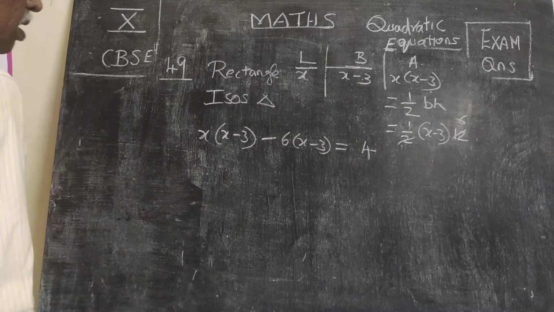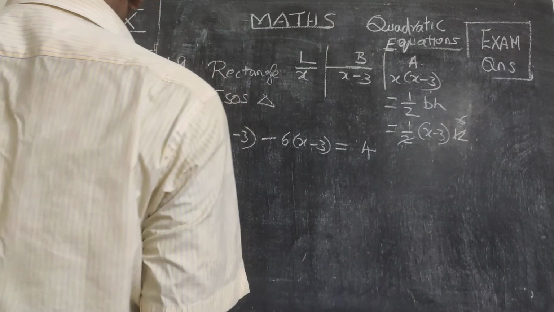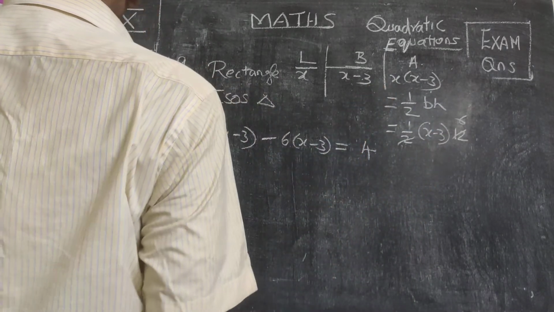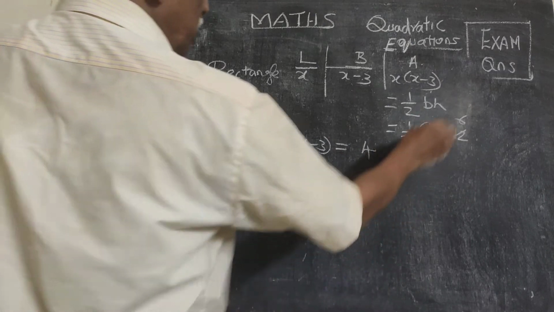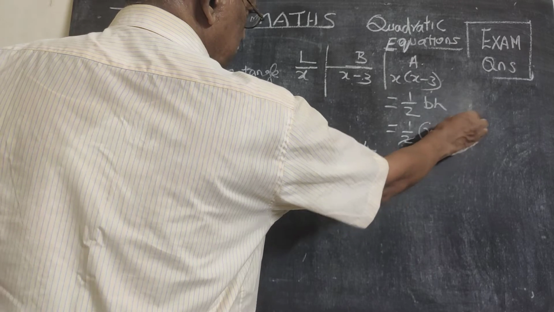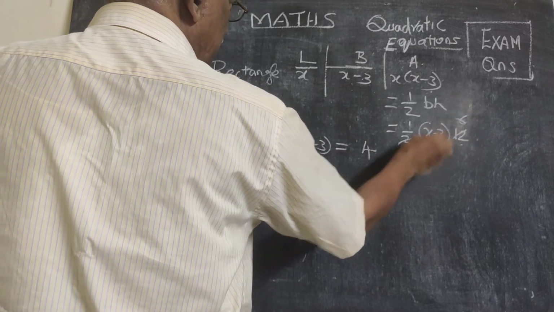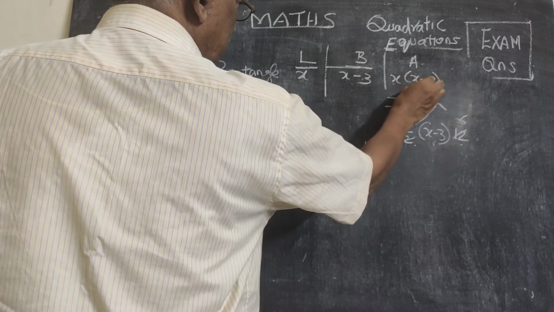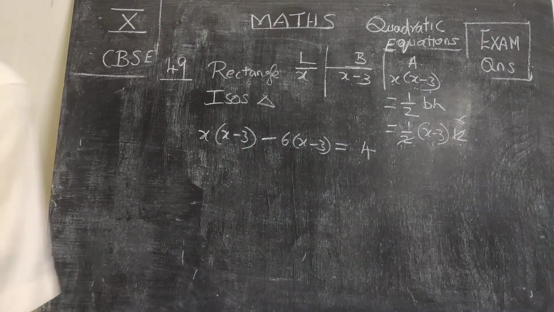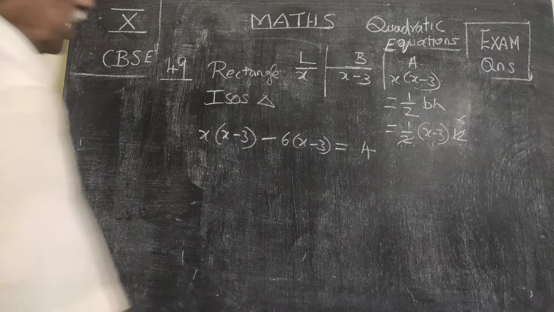Area of an isosceles triangle is half into base into height, and the base is taken as the breadth of the rectangle given. Therefore, instead of base I am putting x minus 3, altitude given is 12. 2 sixes are 12, so 6 into x minus 3. This is the area of the triangle, and the area of the rectangle is x into x minus 3. This area is 4 square meters more than this. Now the problem is easy.